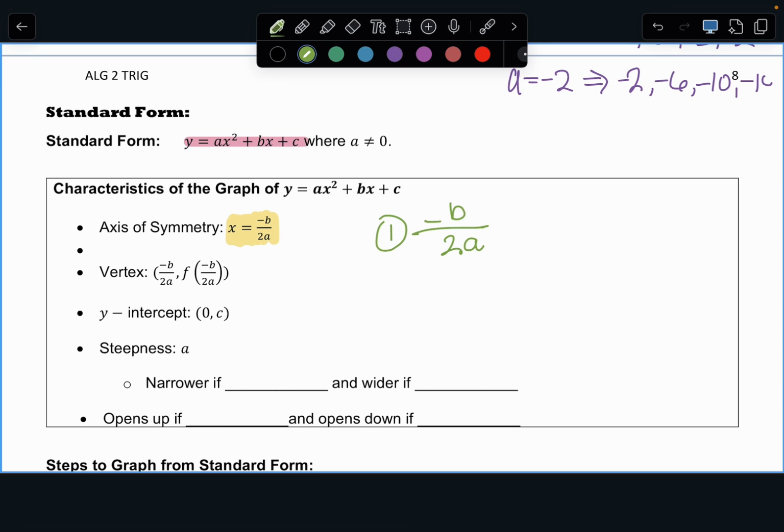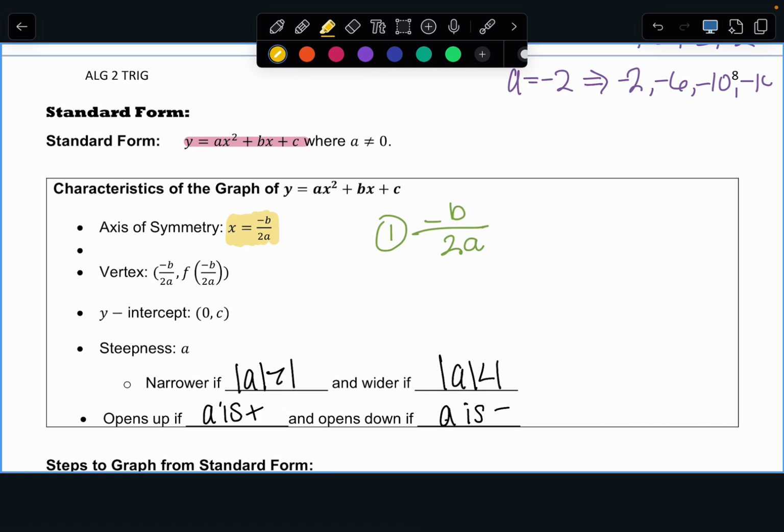Okay? So everything else is the same. A still changes how narrow or wide our graph is. The bigger A is, or the farther away it is from 0, the narrower our graph is. The smaller A is, or the closer it is to 0, the wider our graph is. If A is positive, it opens up. If A is negative, it opens down.